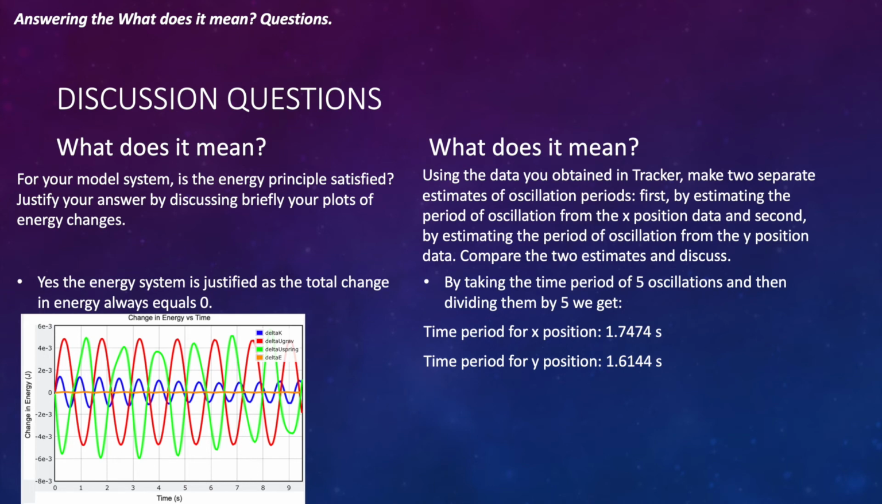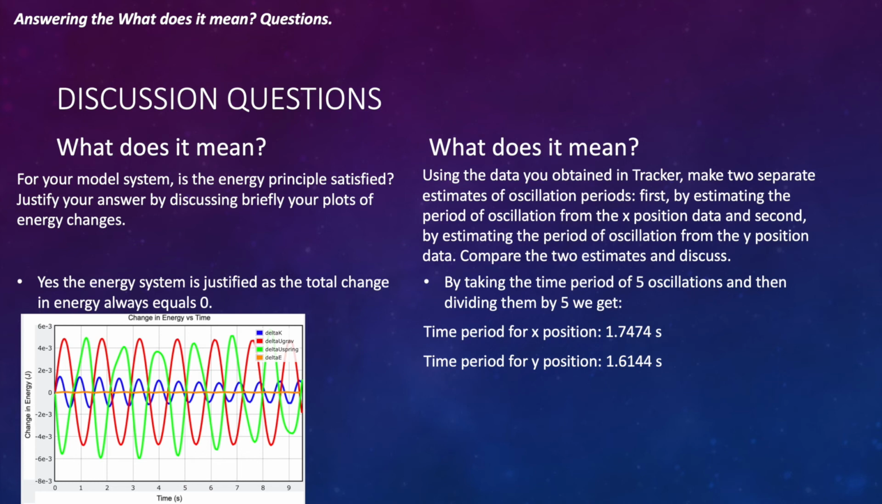Answering the what does it mean questions. What does it mean? For your model system, is the energy principle satisfied? Justify your answer by discussing briefly your plots of energy changes. Yes, the energy principle is satisfied as the total change in energy is always equal to 0. As you can see in the graph, the delta E line is a straight line across the x-axis, which is y is equal to 0. Hence, the change in energy is equal to 0.